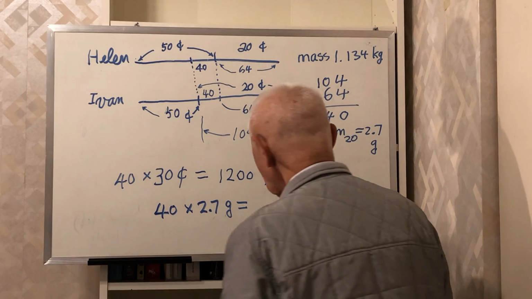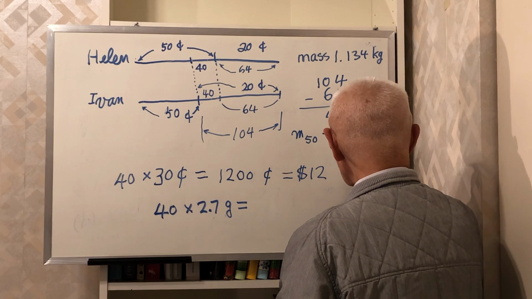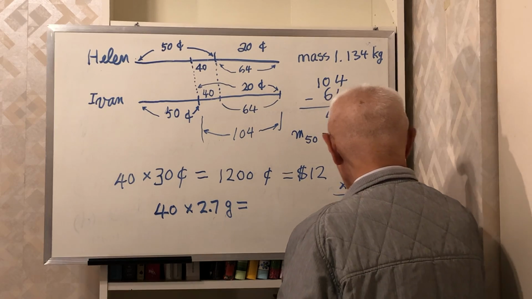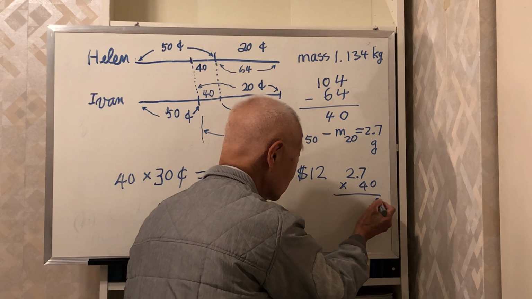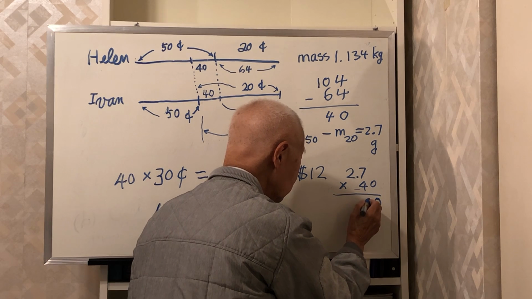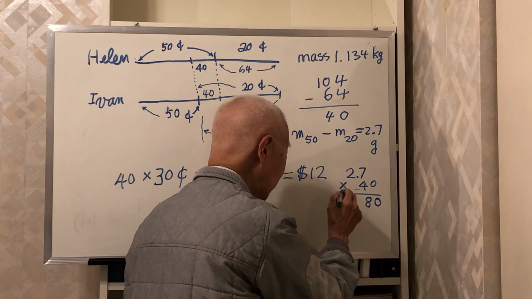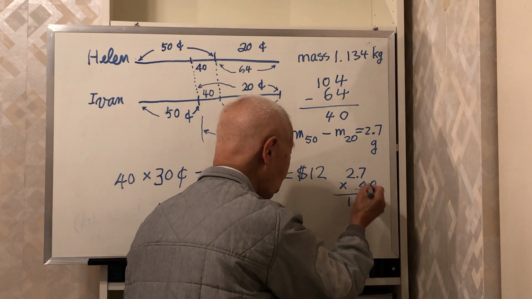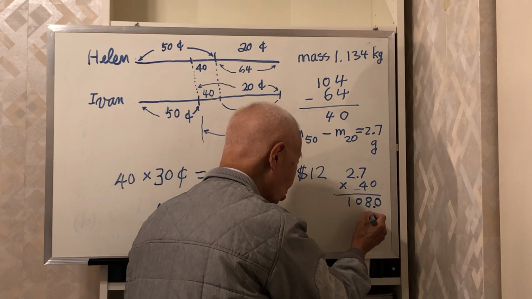So 40 times 2.7, let me do that. 2.7 times 40, so just move the 0 there. 4 times 7, 28. 2 times 4 is 8, 8 plus 2 is 10. So 1080. The decimal is here, so this is 108 grams.